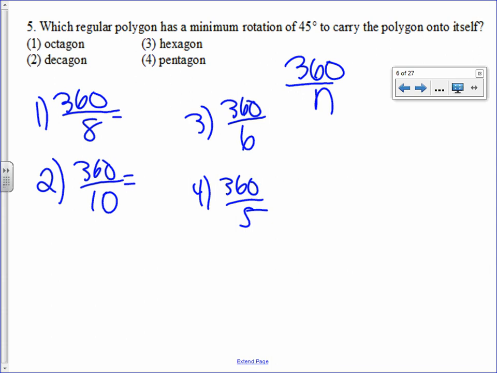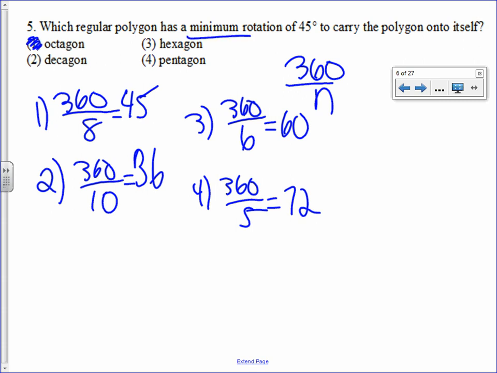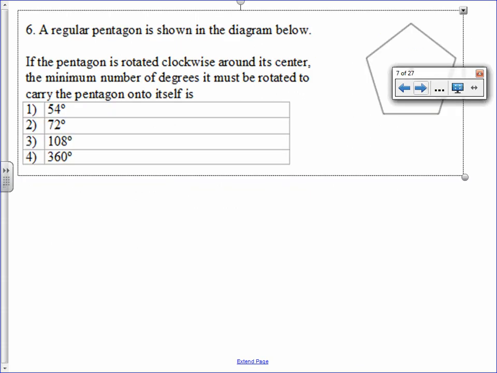If you don't know the names of your different polygons, they're in your key understandings. This is 45, 36, 60, 72. Which has a minimum rotation of 45? Choice 1. Keep in mind, this is the minimum rotation. All multiples of 45 will also carry the polygon onto itself.